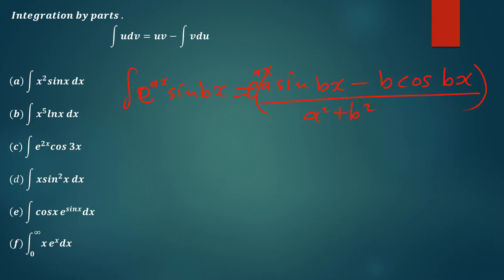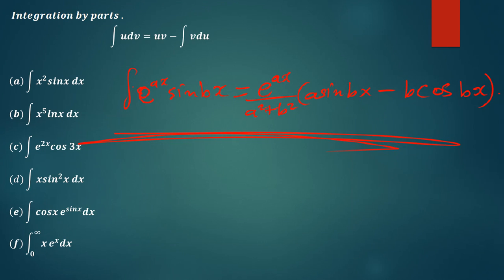Let me write it properly. So what I mean is e to the power ax, everything over a squared plus b squared, then in brackets we have a sine bx minus b cos bx, then plus c, of course, if it's an indefinite integral. Alright, so this is for sine. Okay, let's move on to the next one.